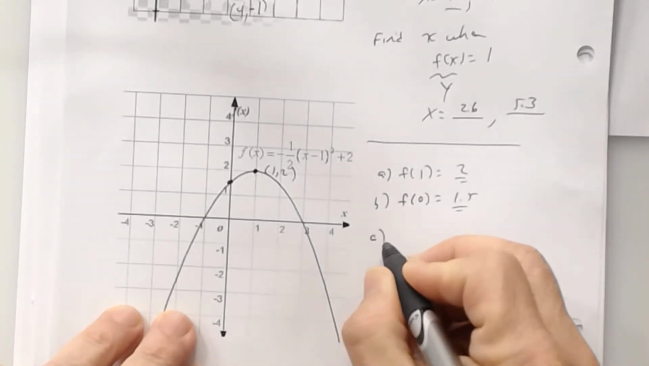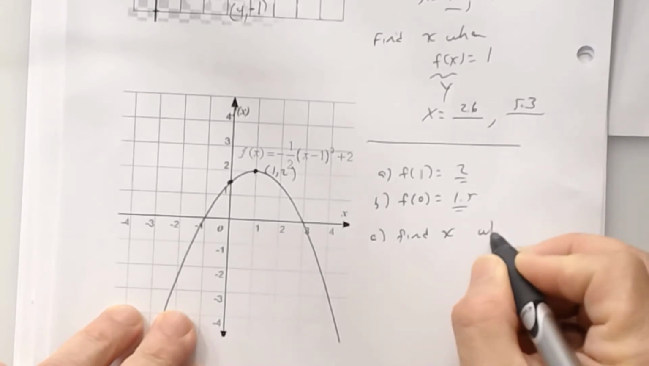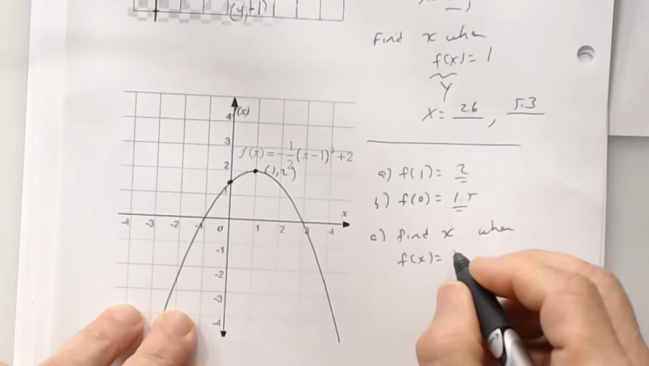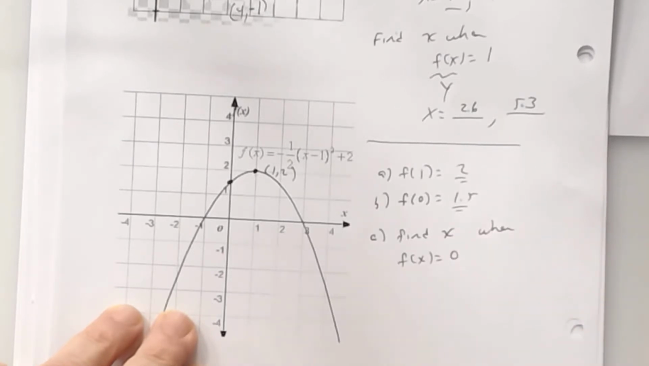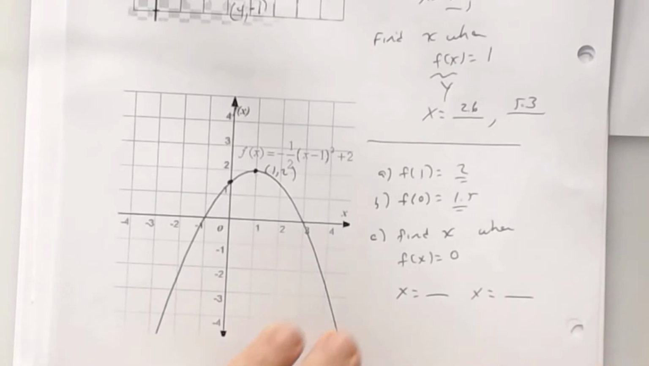Okay, C, find x when f of x is 0. Find x when f of x is 0. So x equals blank, x equals blank. What do you think? There's two of them. Yeah, there are two of them.